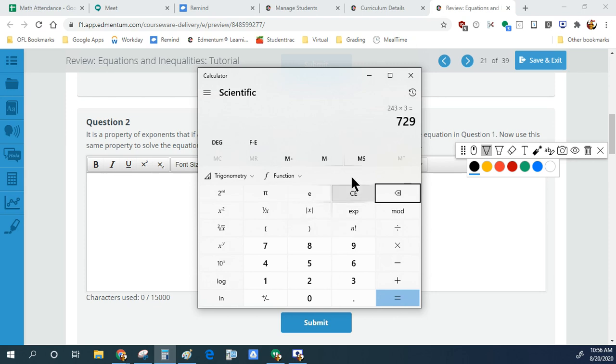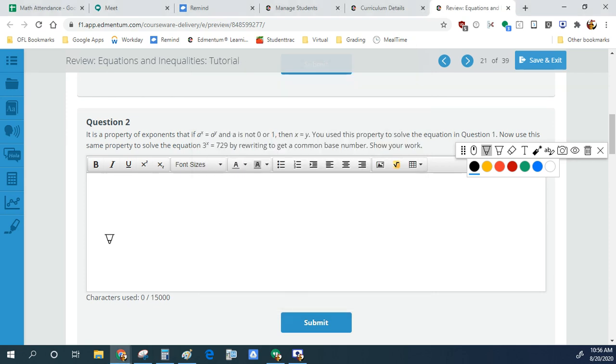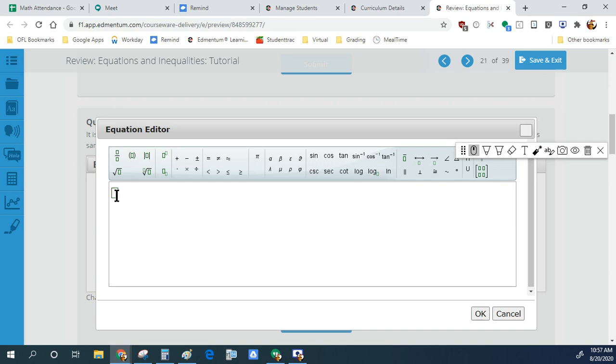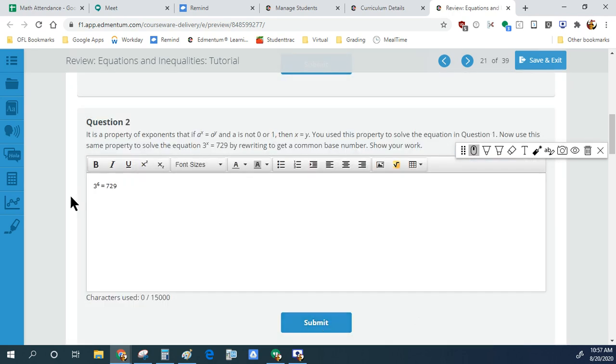So if I do 3 times 3 times 3 times 3, 6 times, I'm doing 3 to the 6th power equals 729. Sorry about that, guys. So what I'm going to do here is I'm going to use my equation editor because I don't know how to do exponents without my equation editor. That's that little yellow button. 3 up 6 equals 729. Okay, now I have it all nice in my little equation editor.